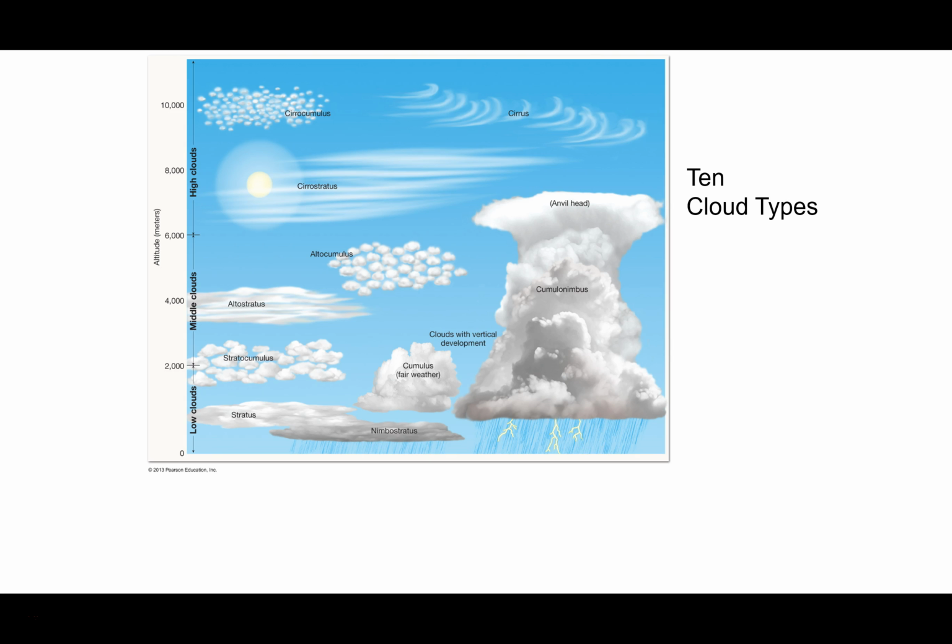So here's our 10 cloud types. To me, what I see out there right now is just kind of a stratus cloud. Stratus, notice we don't use an alto or a cirro or anything like that. It's because it's a low cloud.